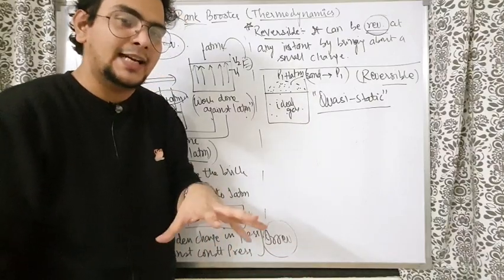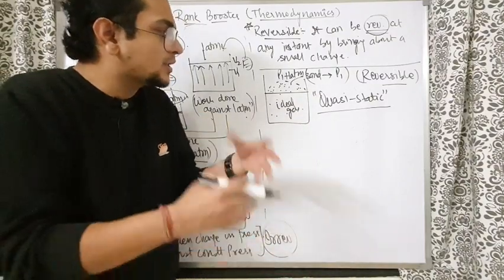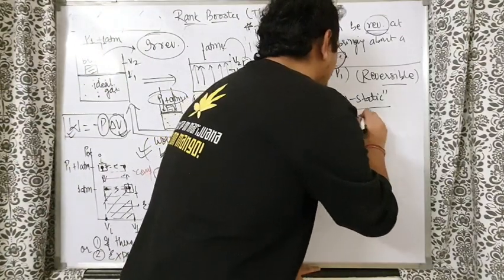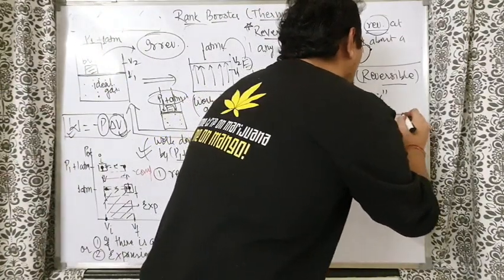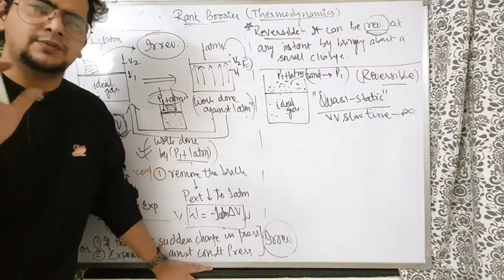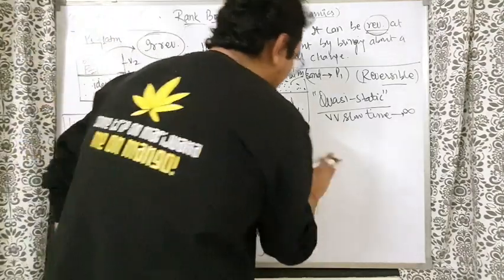Quasi means false, static means static. It looks like static, but it is not static because it is a very, very slow process. Time taken is almost infinite, or a very long time is taken for completion, for a reversible process. Understand the idea of what will happen.